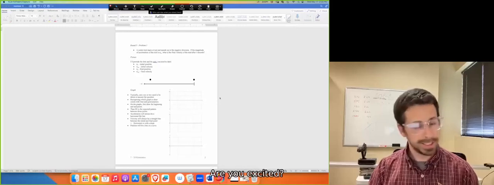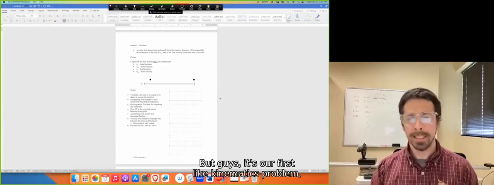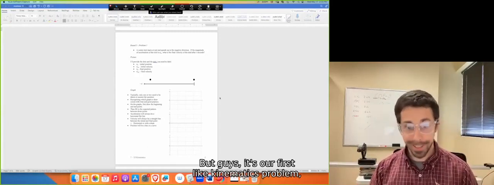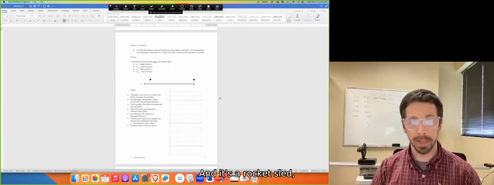All right, y'all. Are you excited? I'm excited. Maybe I'm a little too excited. But, guys, it's our first kinematics problem. Our first real physics problem. And it's a rocket sled.